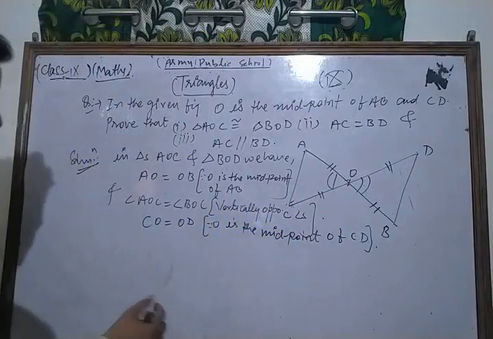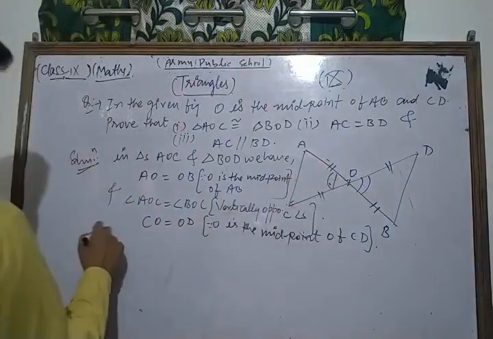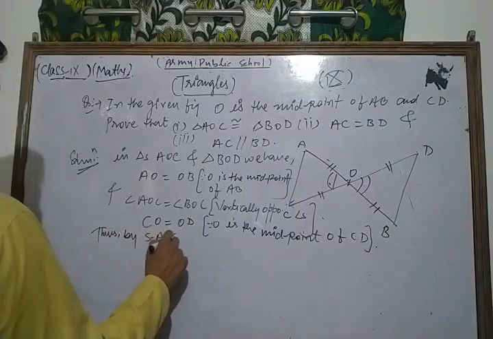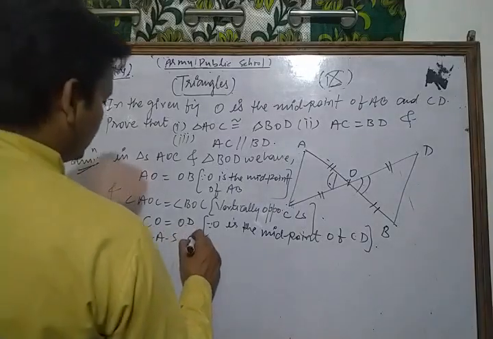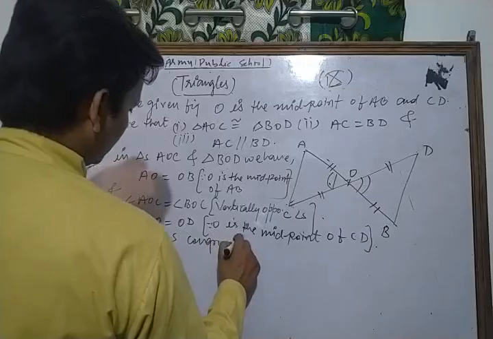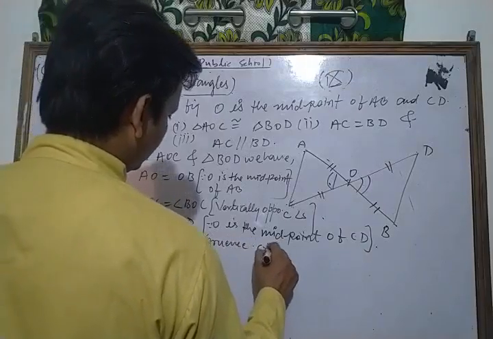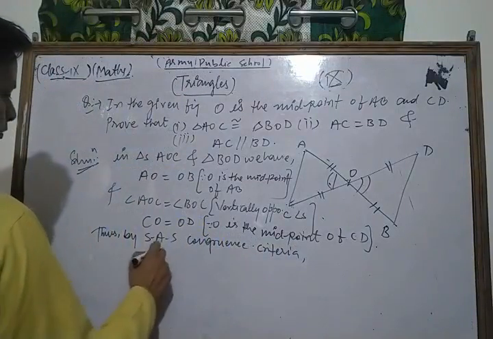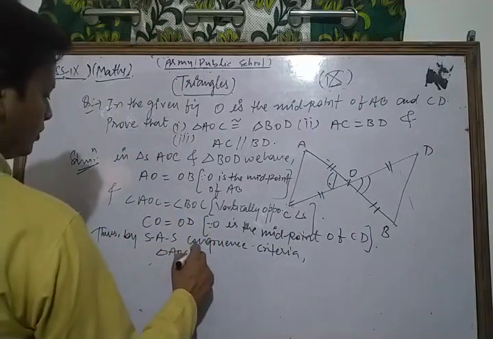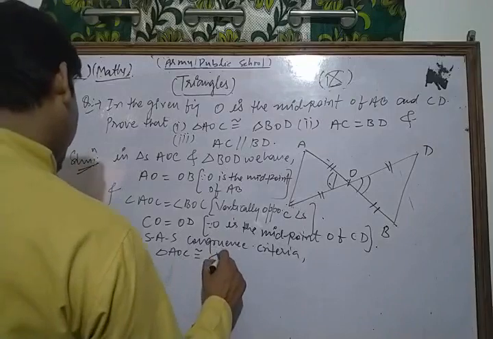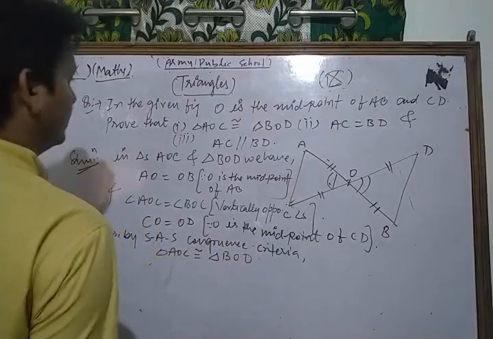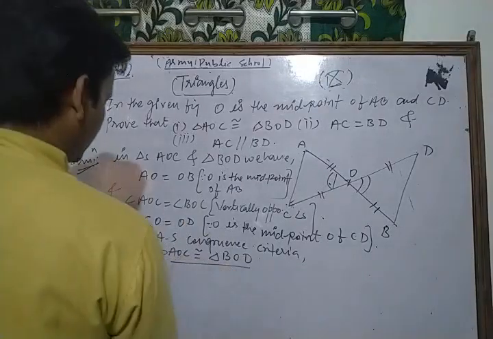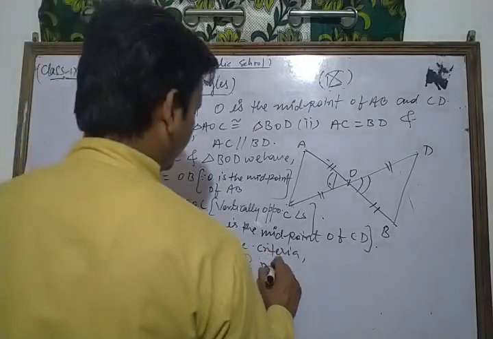Now, thus by SAS, side angle side, congruence criteria, triangle AOC is congruent to triangle BOD. Hence, the first part is proved. Triangle AOC is congruent to triangle BOD. The first part is proved.